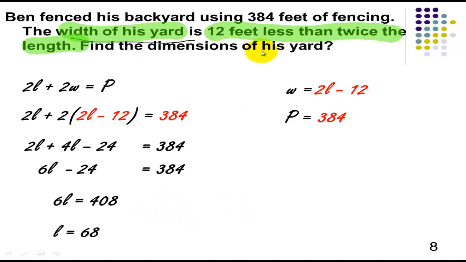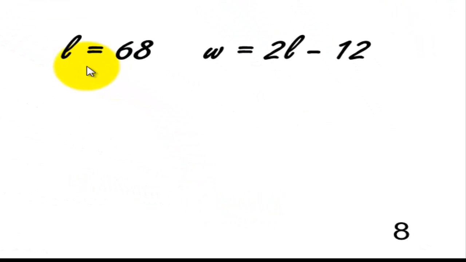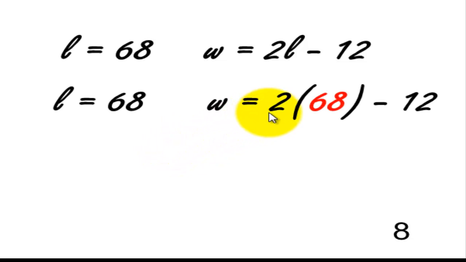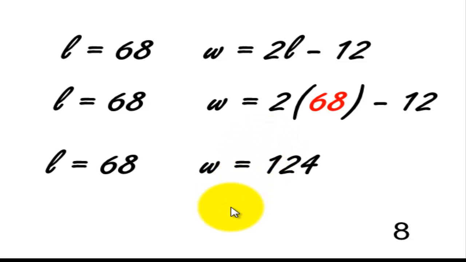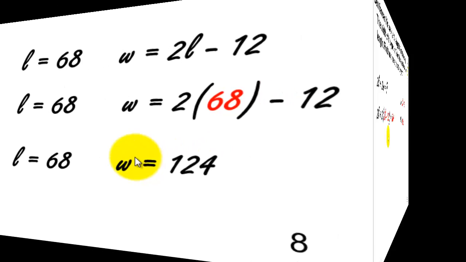Now remember, we are trying to get the dimensions. We are not yet done. We only have the length. We have to find the width also. So L is equal to 68. W is equal to 2L minus 12. Replacing our L here by 68, you will have 2 times 68 minus 12. 2 times 68 is equal to 136, minus 12 will give us 124. So this will be the answer.